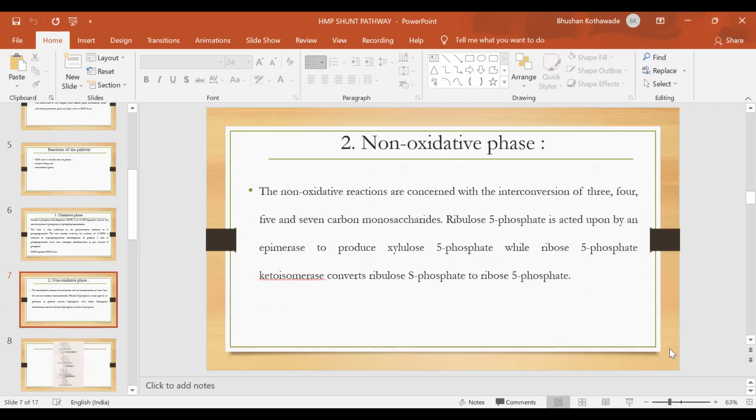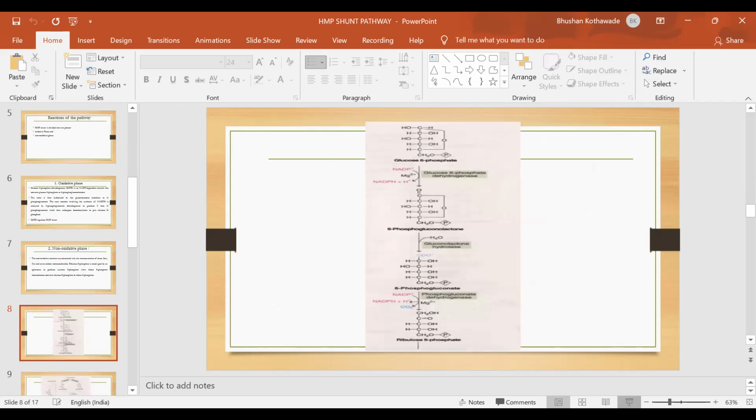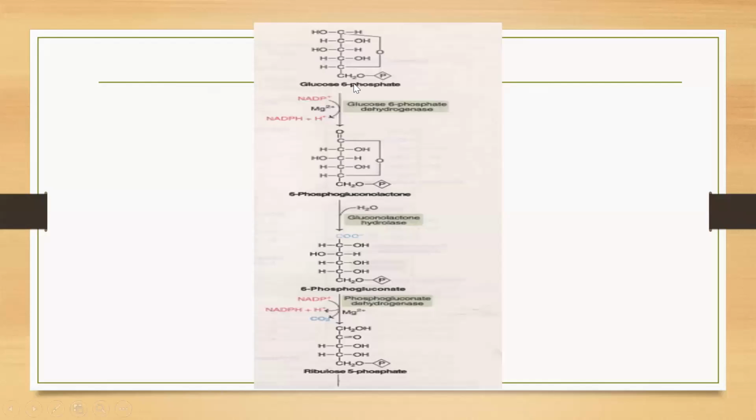We will see the reaction of this phase now. See, glucose 6-phosphate is the starting material. Here the oxidation takes place at the first carbon atom due to the enzyme glucose 6-phosphate dehydrogenase, and we get the formation of 6-phosphogluconolactone. And at this step, one NADPH molecule is produced. Then after that, hydrolysis will occur and a water molecule is added here. And here we get the formation of 6-phosphogluconate. The enzyme used at this step is gluconolactone hydrolase.